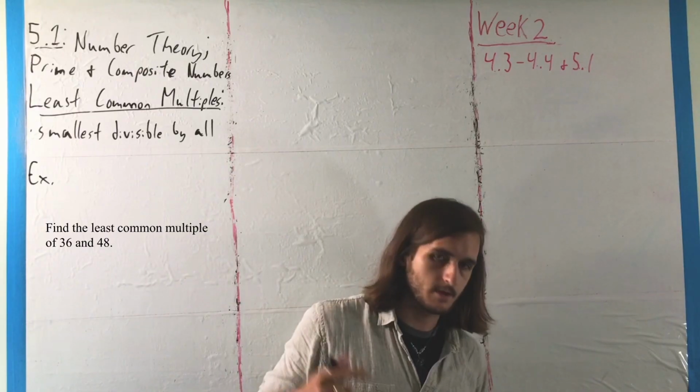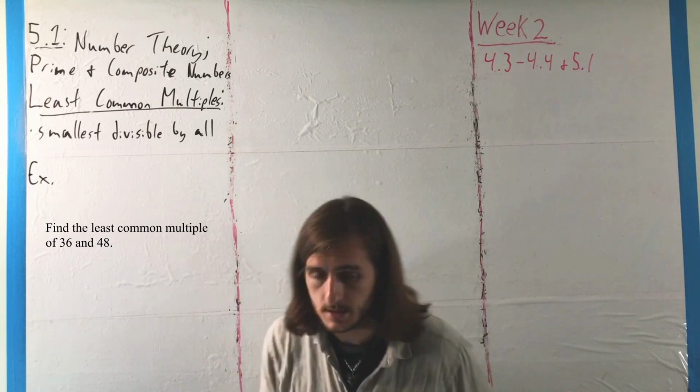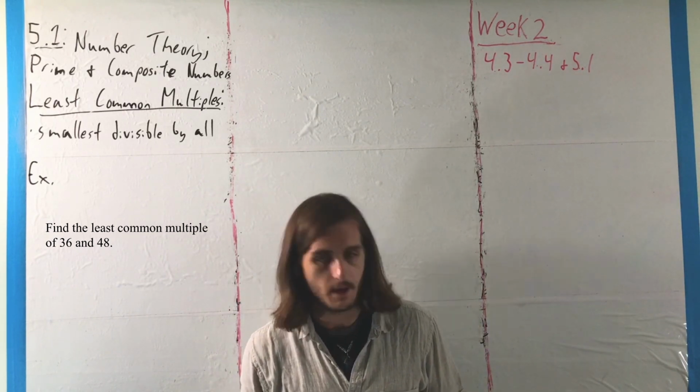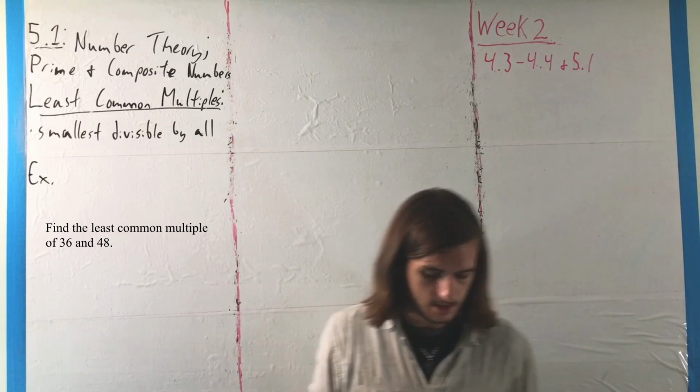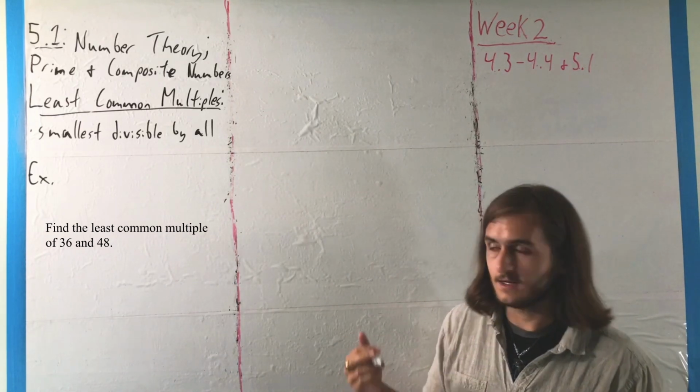So for our first example, we want to find the LCM, least common multiple, of 36 and 48. I'm not going to go through the steps of showing the factorizations of 36 and 48, the factor trees there, but you can pull those apart essentially into a 4 and 9, and a 16 and 3.